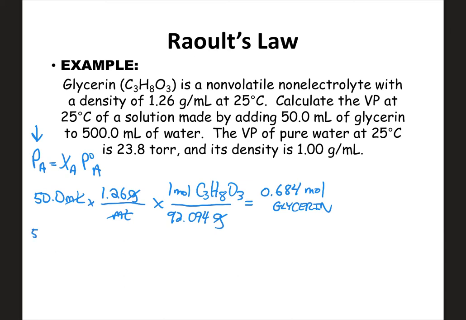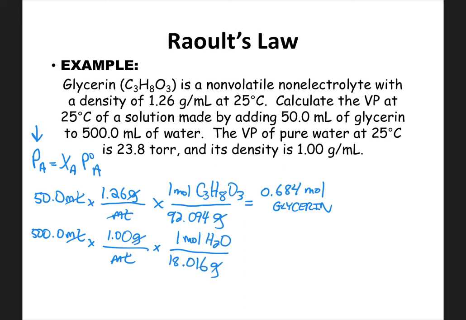We know that there's 500.0 milliliters of the water. All right, again, you're going to have to use the density here. The density is 1.00 grams for every milliliter. Milliliters cancel. Now you're in grams, so you can easily get this to moles. All right, so for every 1 mole of the water, when you do the molar mass of water, there's 18.016 grams. Grams cancel. Now you have the moles of your water here.